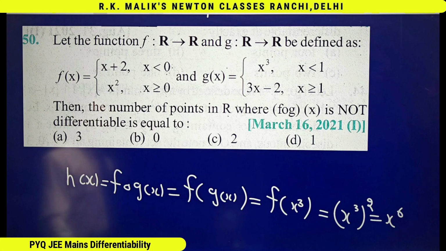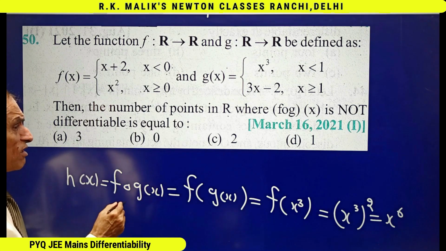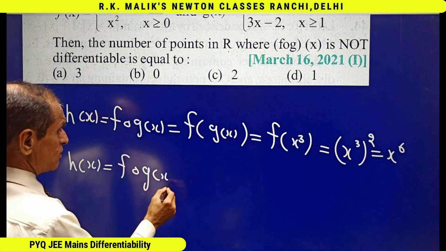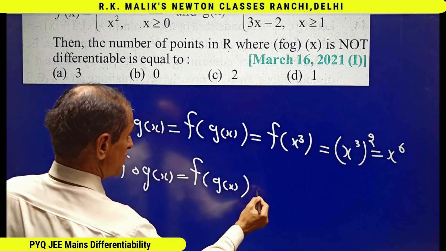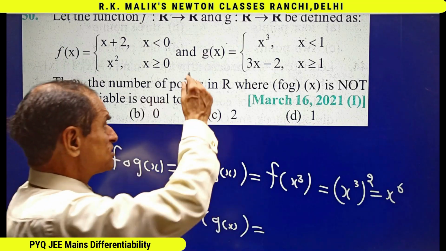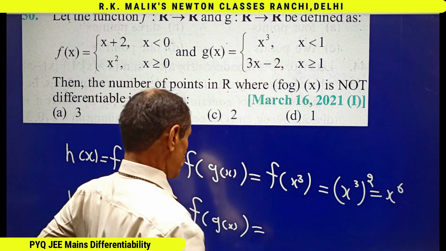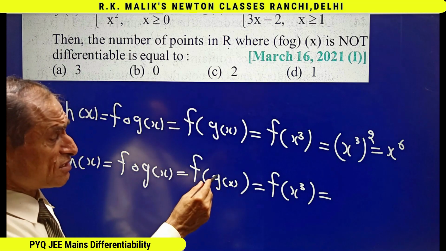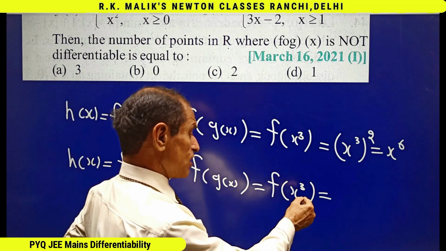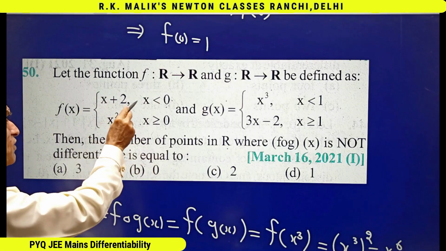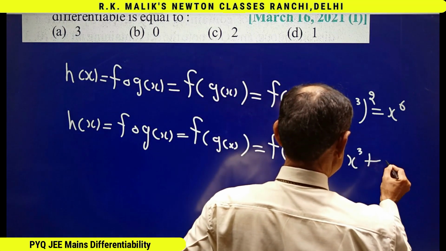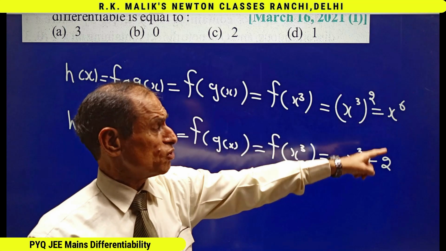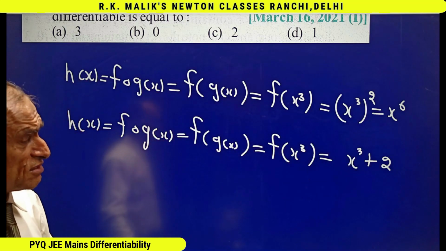And now again find the value of f∘g(x), supposing x is slightly less than 0. In that case, I will get h(x) equal to f∘g(x) equal to f(g(x)) equal to, when x is slightly less than 0, still I will be using this definition of g(x), that is x cube. Hence I will be getting f of x cube, and because x is slightly less than 0, therefore x cube is also slightly less than 0. And using this definition of f(x), I get x cube plus 2. Hence the value of h(x) is x to the power 6 when x is slightly greater than 0, and x cube plus 2 when x is slightly less than 0.